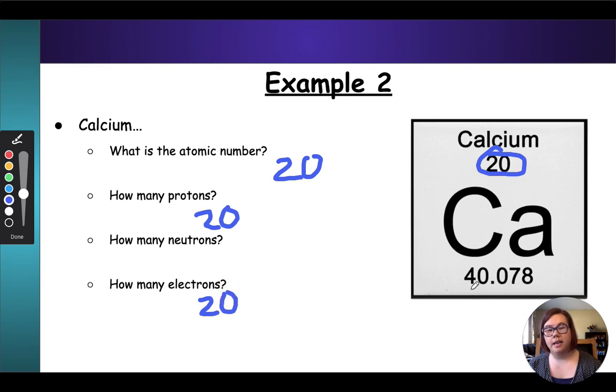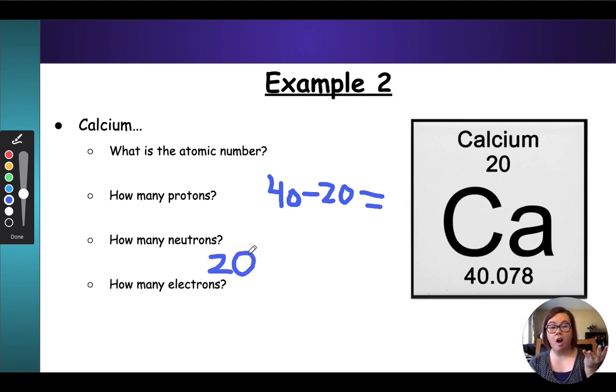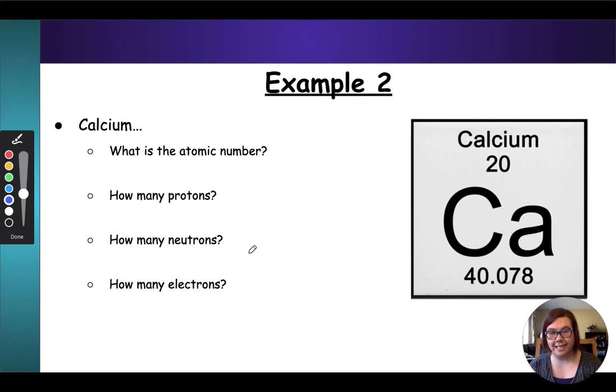Now we have to take this atomic mass and round it, which gives us a mass number of just 40, because after our decimal point there is a 0, so that means we're going to stay down at 40. And then we'll do our 40 for our mass number minus our atomic number of 20. And that gives us 20 neutrons. So it happened that all 4 of your numbers here were 20.